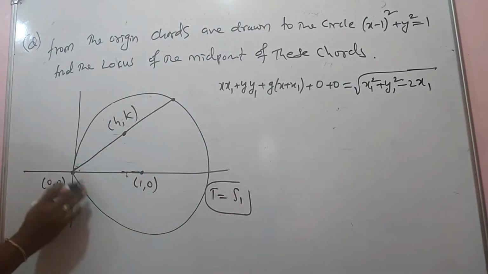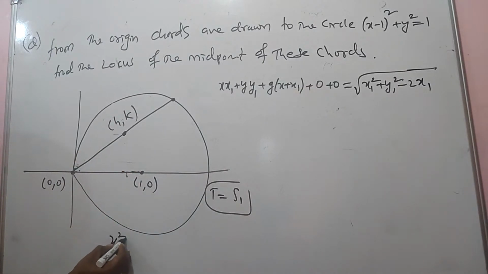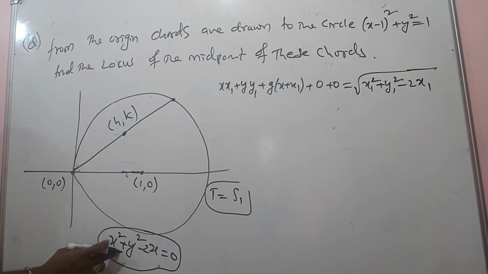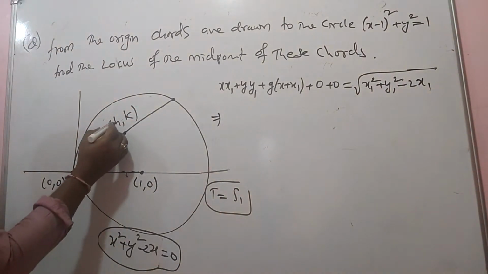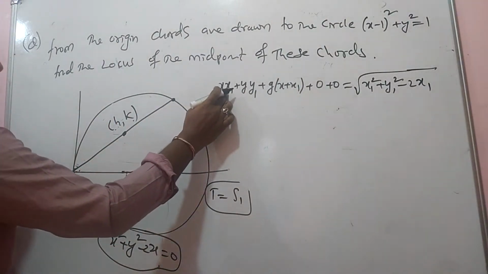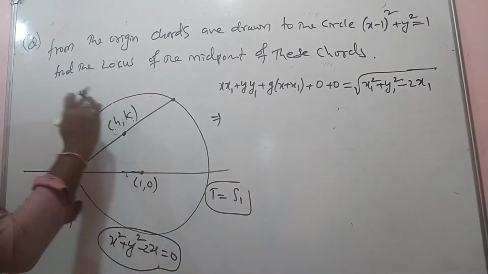See here, when I erase this one, sometimes it will not be there, so I check: x square plus y square minus 2x. This is the equation of the circle. So here S1 is nothing but x1 square plus y1 square minus 2x1. And the point is h comma k substituted here. In the place of x1 substitute h, in the place of y1 substitute k.